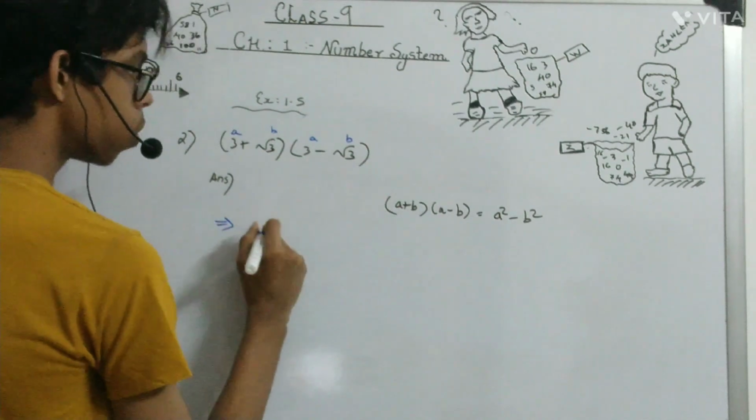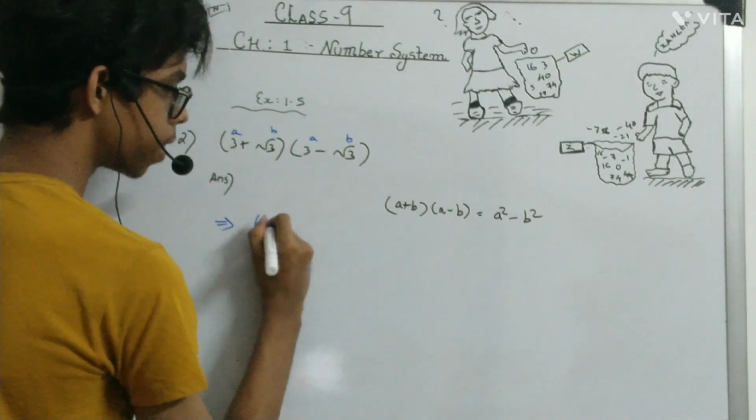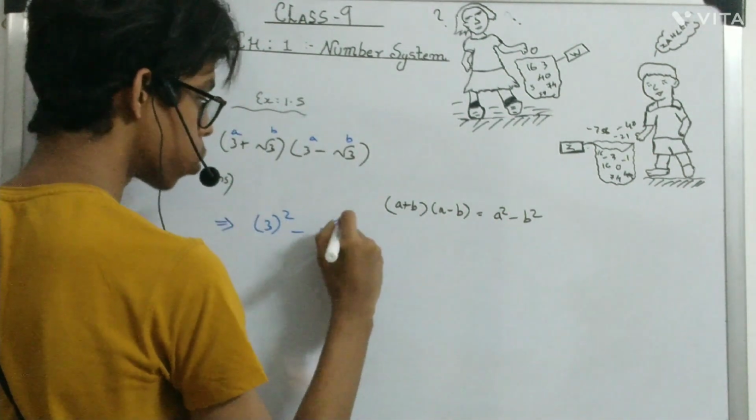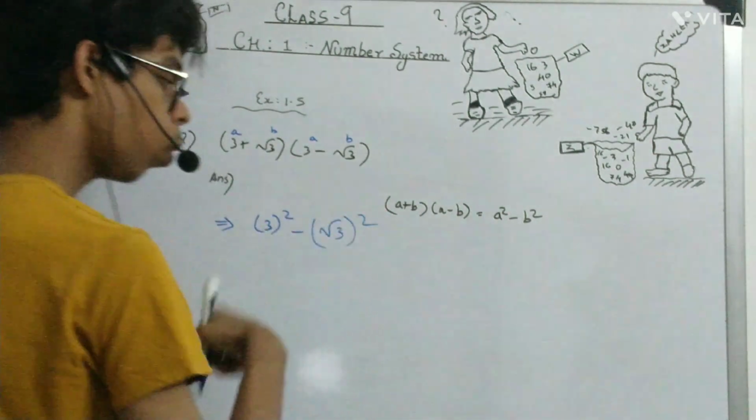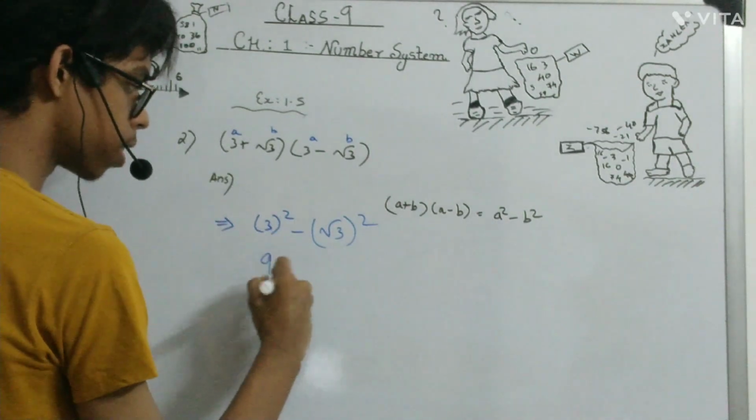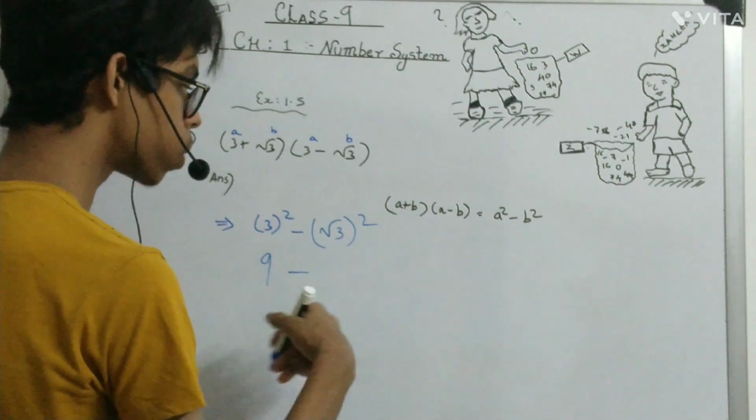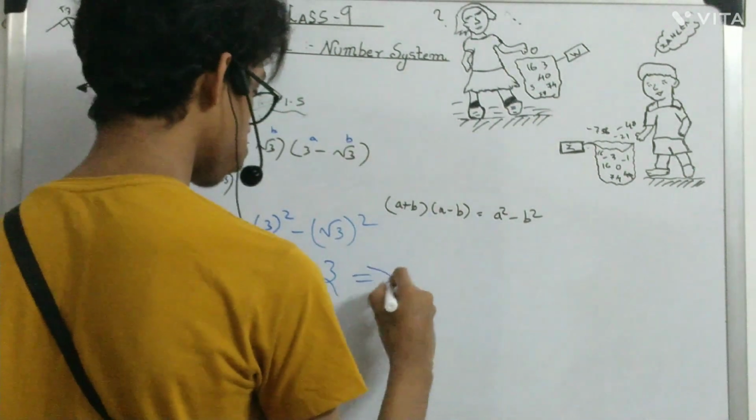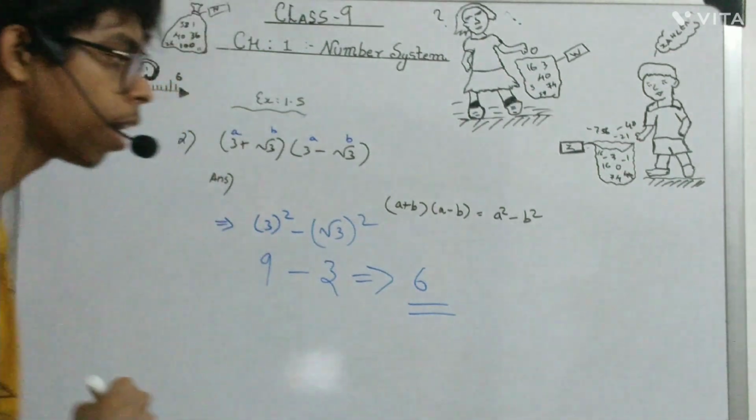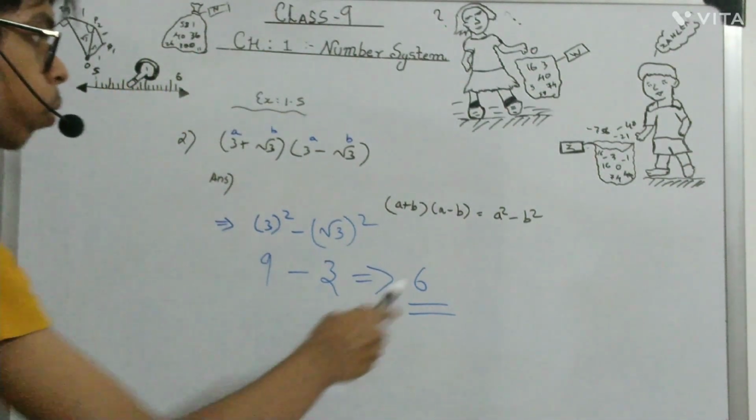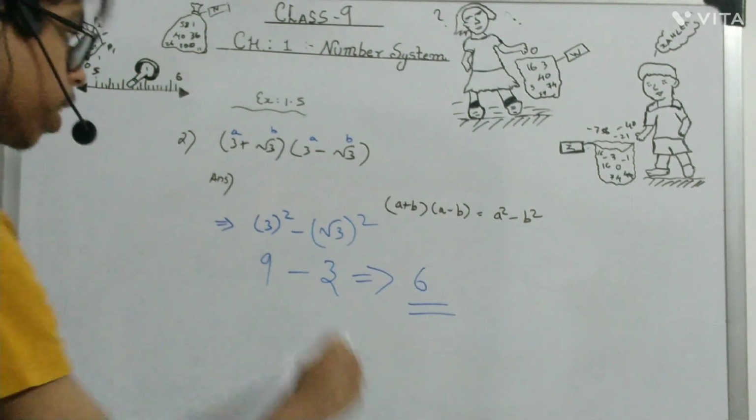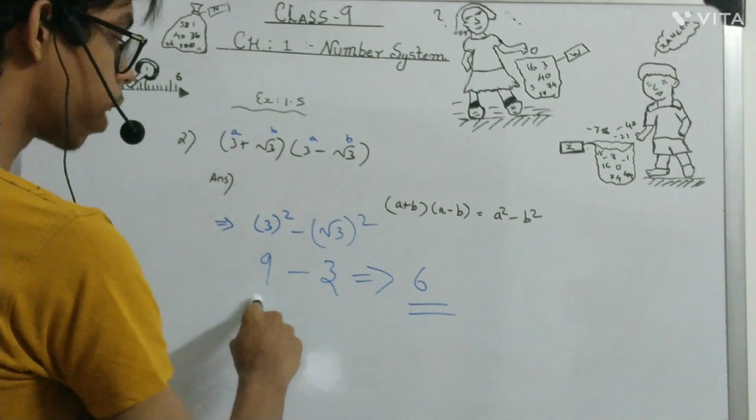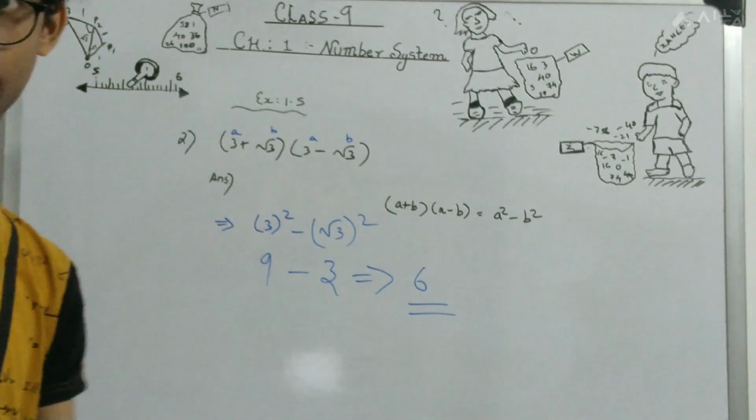So how can we expand it? First of all, a square, I am writing it as 3 square, minus b, which is root 3, so I can write it as root 3 the whole square. We know 3 square is 9, minus root 3 the whole square, which is simply 3. So 9 minus 3 is what? 6. I hope I am clear. Here we are using the (a plus b) into (a minus b) identity, that is 3 square minus root 3 the whole square. Root 3 the whole square means 3 into 3. So we will get our final answer as 9 minus 3, 6.